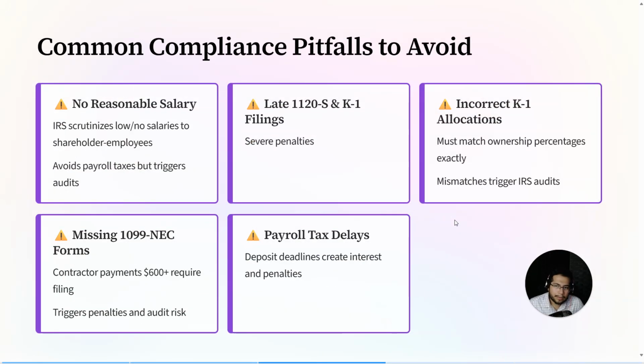The next one here, and these are just some common compliance pitfalls to avoid, and it kind of goes with what I just talked about. Reasonable salary, this is a big one. Again, if you work in the business, you'd be considered a shareholder employee of the S corporation. So you're an owner, but you're also technically an employee of your own business. I know it's kind of funny to think about, but that's the way the IRS has it set up. You need to be paying yourself a reasonable salary or reasonable compensation.